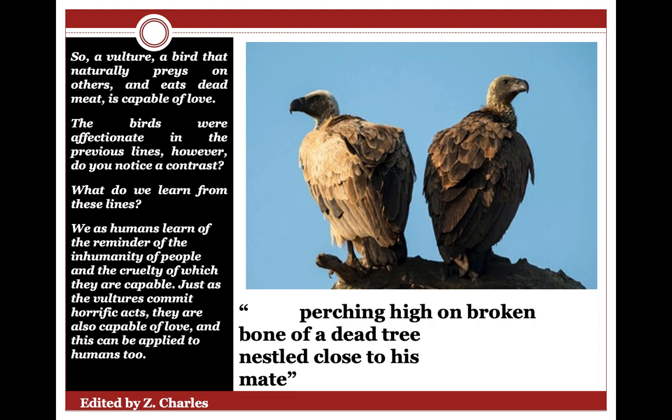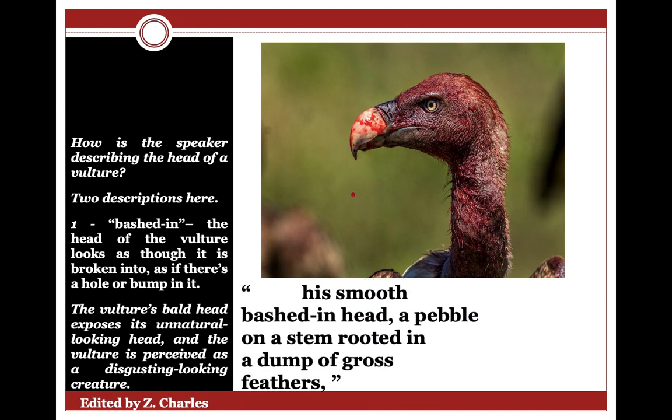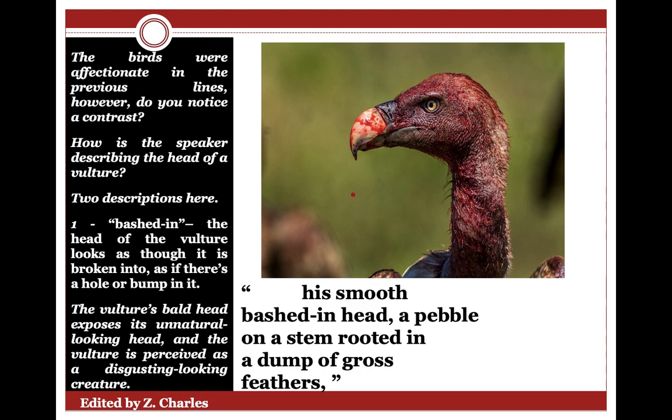Right? So if you look at vultures and you say, okay, they're eating dead meat, they're preying on dead and sick animals, but they nestle close to his mate. So if you remember or refer back to the beginning of this poem, we spoke about a person having good and bad qualities, right? So here we see this idea presented within the vultures, right? Okay, look at the picture of the vulture. A smooth bashed in head, a pebble on a stem rooted in a dump of gross feathers.